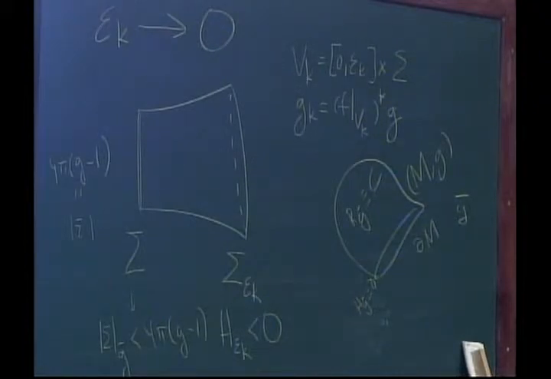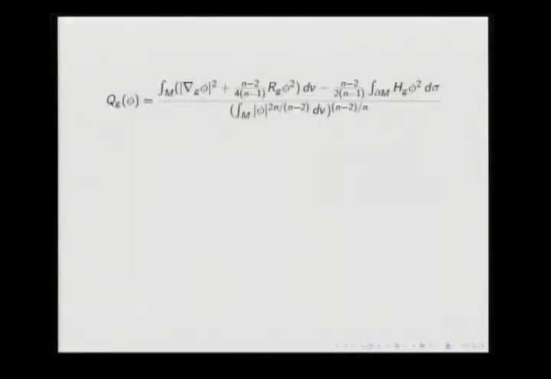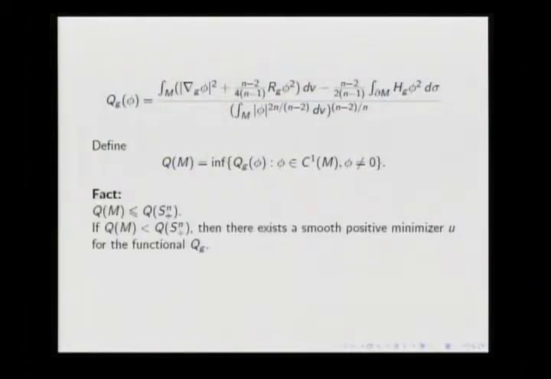This problem was first studied by Escobar in '92, and this is equivalent to the existence of a positive function satisfying the following equation. And a solution of this equation is just a critical point of this functional. So one way to find a critical point is to look at the infimum of the functional. So the fact is the following.